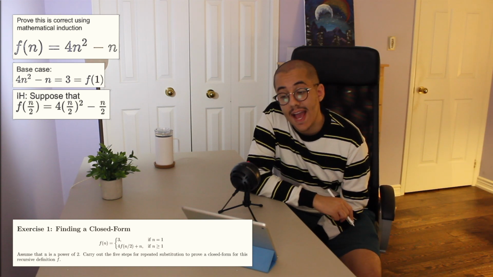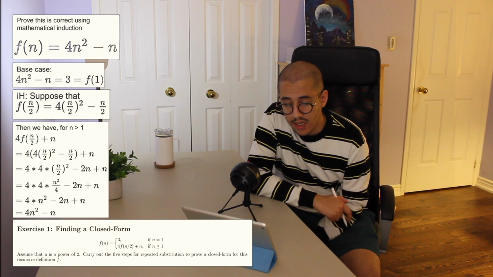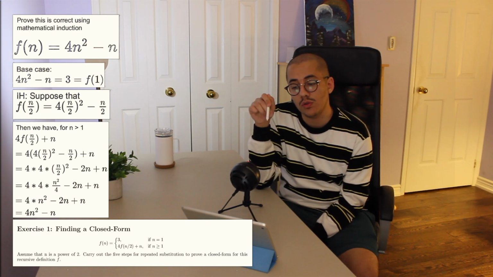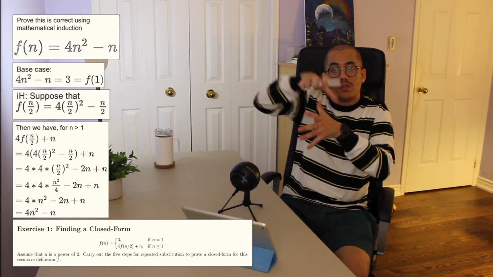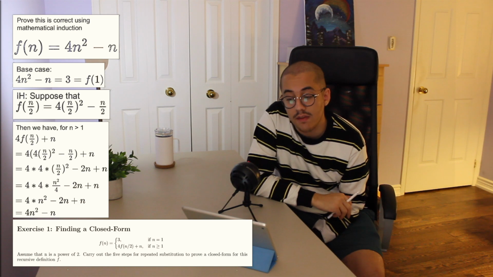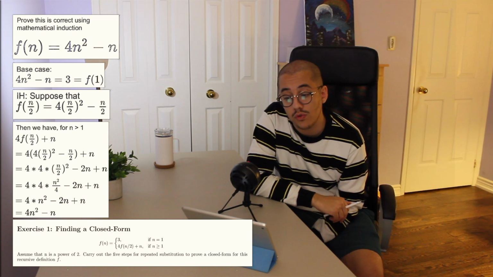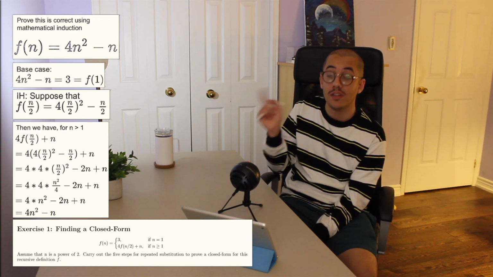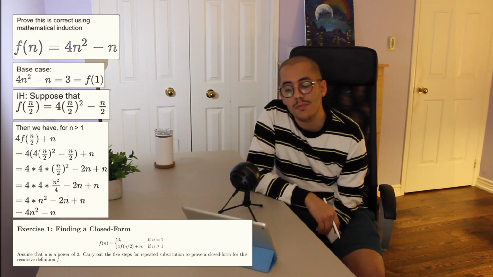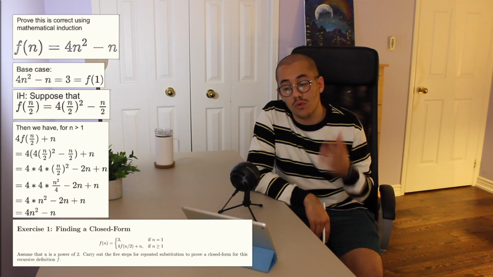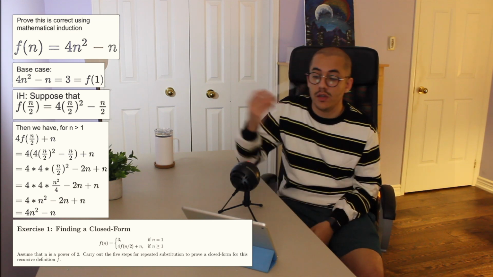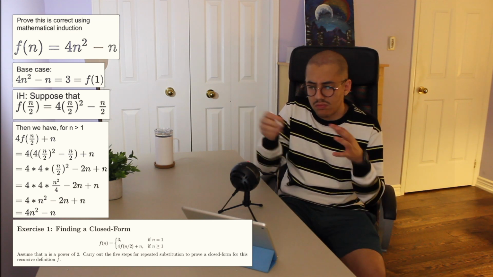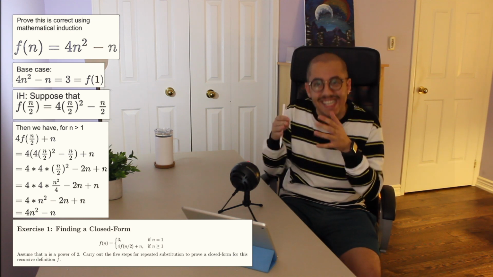Then we have, for n being larger than 1, 4f(n over 2) plus n, and then we're going to recursively put another one in there, and we're going to say 4 times (4 times (n over 2) squared minus n over 2) plus n. That's from our inductive hypothesis, right? So it's going to be 4 times 4 times (n over 2) squared minus 2n plus n, and then you're going to go to another row of cleaning it up.